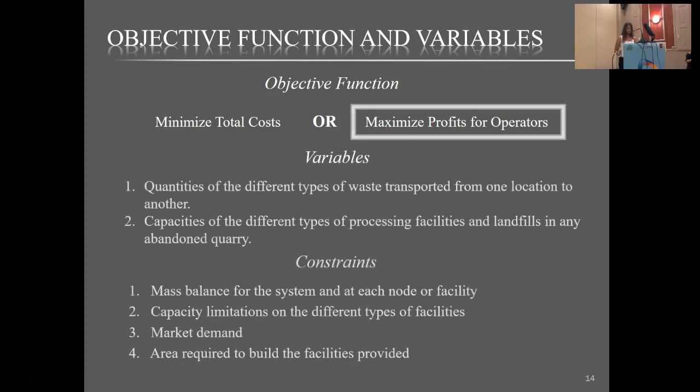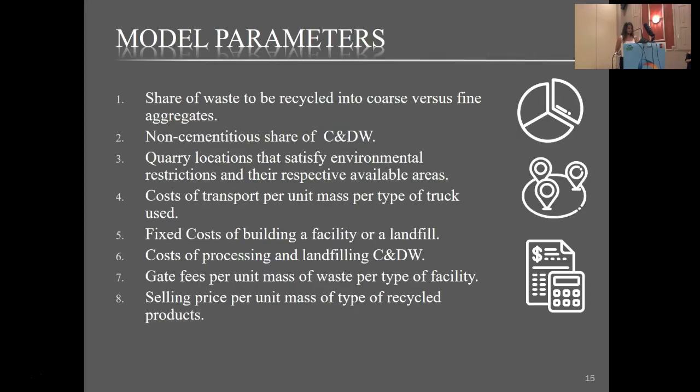As for the variables, these will be the quantities of the different types of waste transported and the capacities as well as the locations of the different types of facilities. The constraints I need to abide by are the mass balance for the system at each node or facility, the capacity limitations, the market demand, and the area limitations.